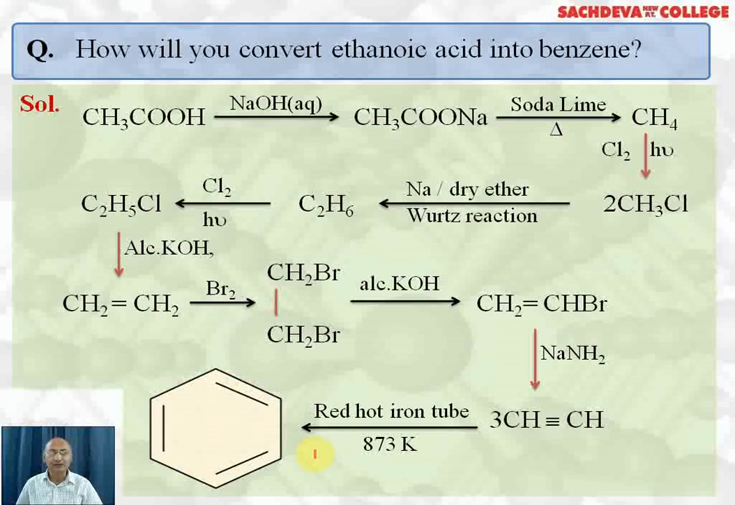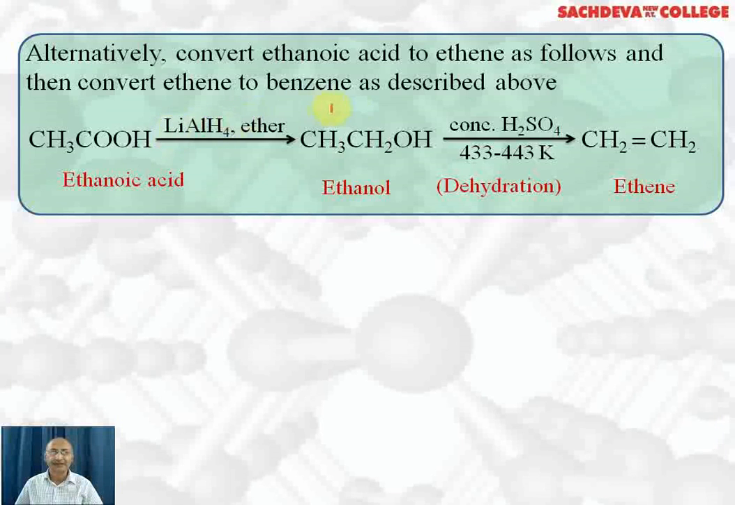And if we want to prepare any benzene derivative, then we can start from benzene and prepare corresponding derivatives. Here this method requires a lot of steps. We can use an alternative method also. Alternatively, first we reduce ethanoic acid to ethyl alcohol with the help of lithium aluminum hydride, and then with the help of concentrated sulfuric acid at 433 to 443 Kelvin carry out dehydration to form ethene.